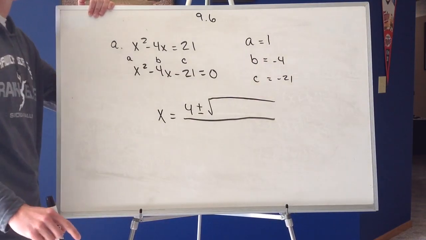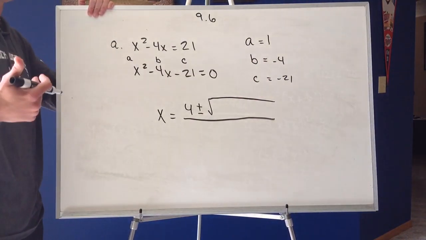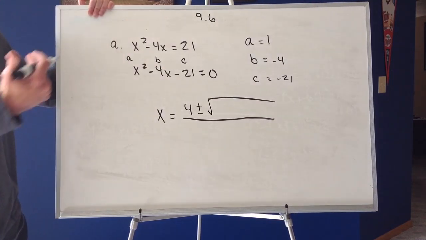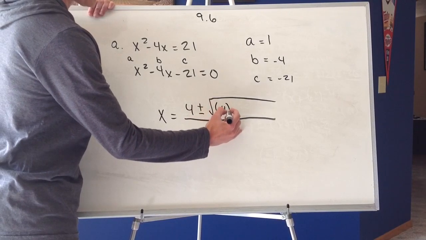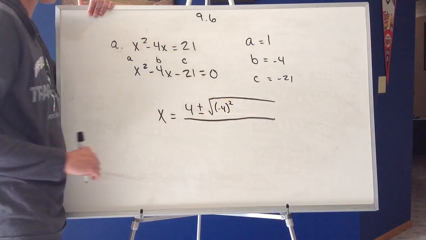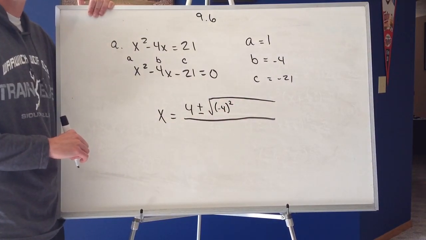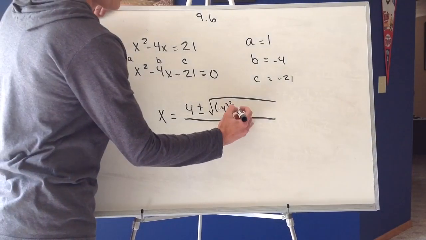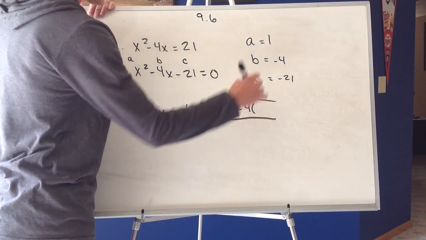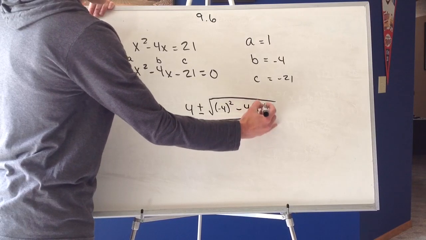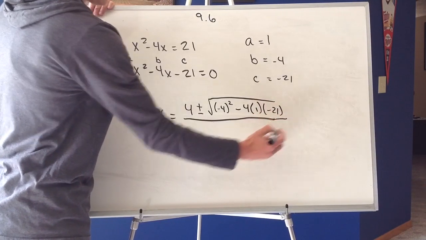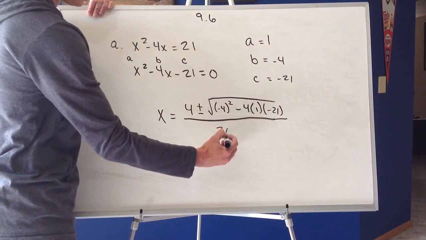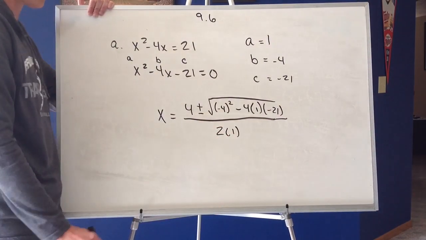There's 2 ways you can do this. You can just do it in your head. Negative 4 squared is 16, and put down 16. If you want to put it in the calculator, make sure it's in parentheses, because you have to square the whole negative if you're just going to put it in like that. Minus 4 times A, which is 1, times C, which is negative 21. And then it's all over 2 times A, which is 1.